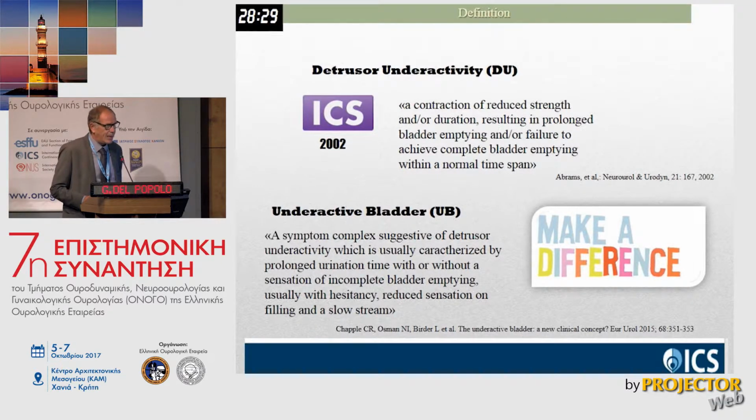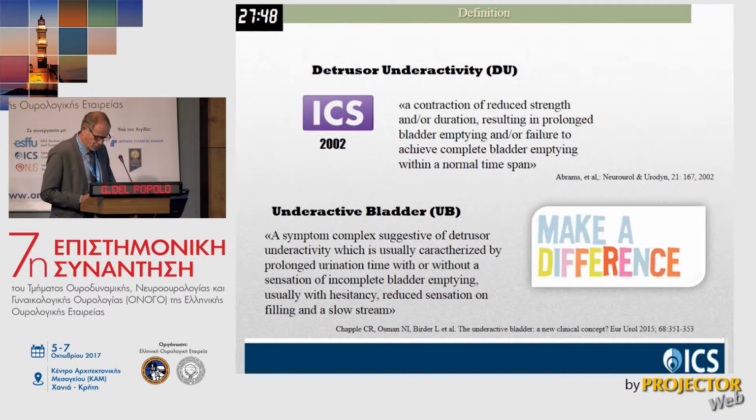But if you look at the OAB definition at the beginning of this millennium, just in 2015 we have the clinical definition of UAB, underactive bladder, and this was defined as a symptom complex suggestive of detrusor underactivity, usually with prolonged urination, with or without a sensation of incomplete bladder emptying, and also with hesitancy, reduced sensation of filling, and a slow stream.